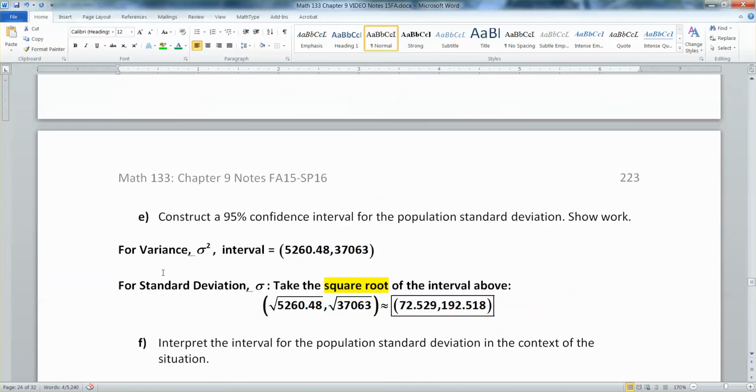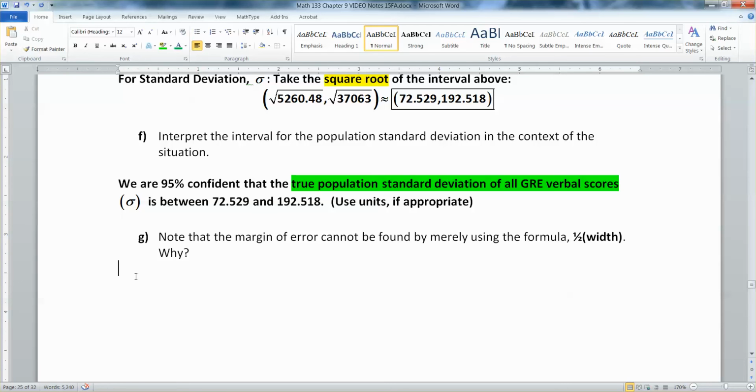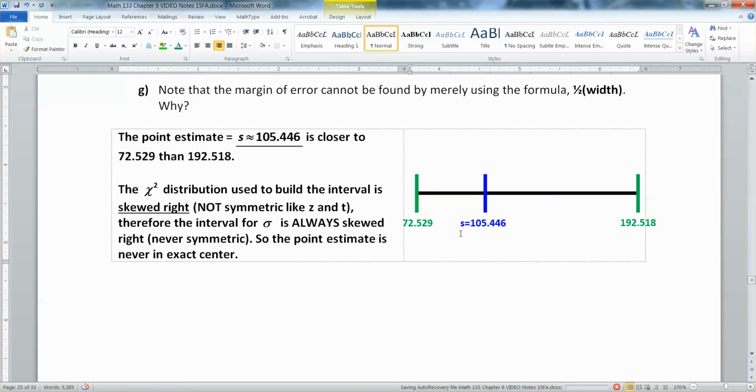Okay, so next. Now, the margin of error cannot be found by doing what we've done before. Up until this point, we could find a margin of error based off of half the width of that formula. And the reason you can't is because this distribution is not symmetric. So that means that since it's skewed right, the point estimate will not be in the center like it used to be. Let me draw you a picture. There, I drew a lovely little picture for you, if I do say so myself.